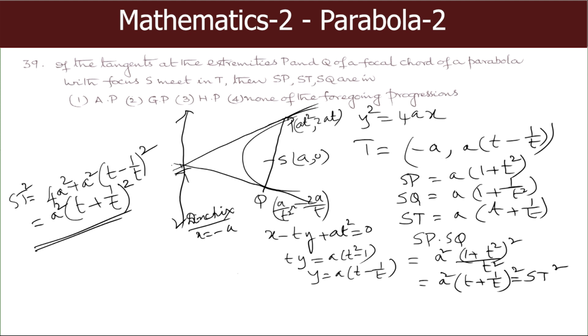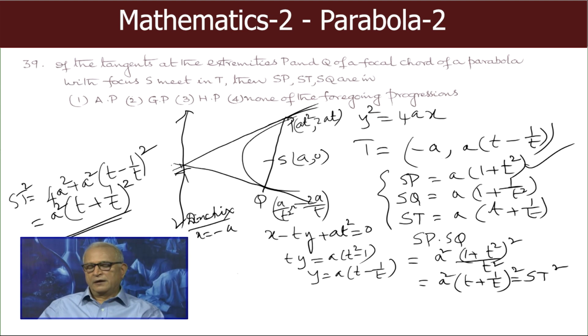Follow? I calculated these three. SP and SQ are immediate because the focal distance of any point (at square, 2at) on the parabola is a into (1 plus t square). That means for any point (at square, 2at) on the parabola, the focal distance from the focus, SP, is always a into (1 plus t square). What will SQ be? Here the parameter is t, and here it is minus 1 by t. So replace t by minus 1 by t here. This becomes a into (1 plus 1 by t square).